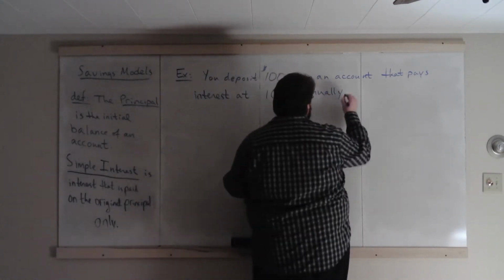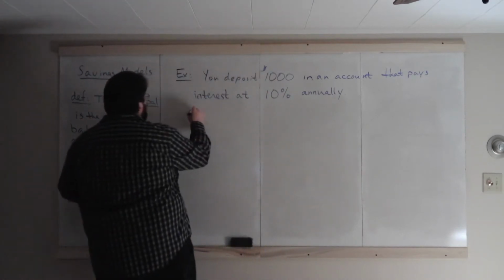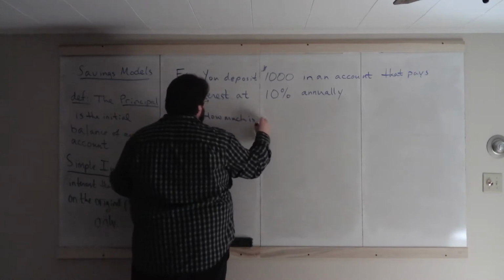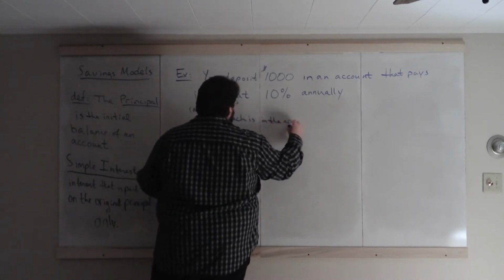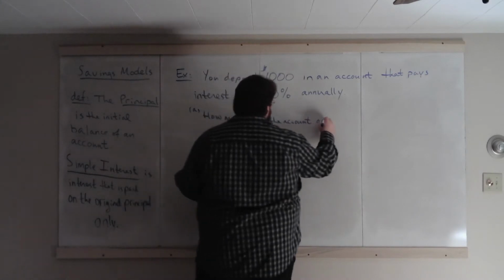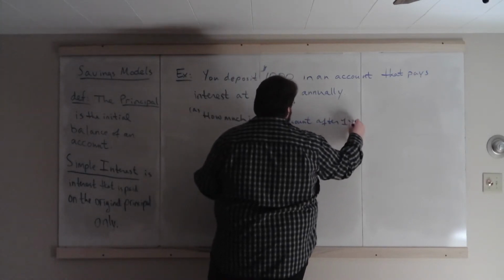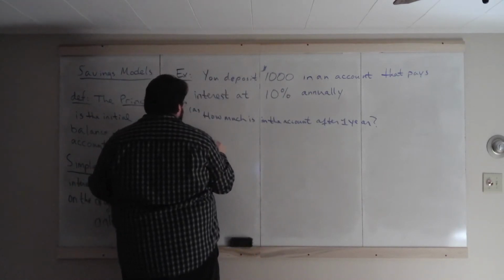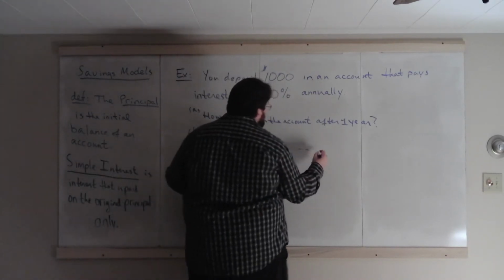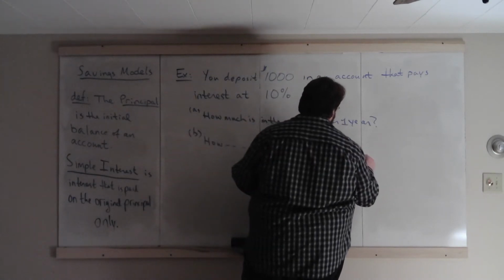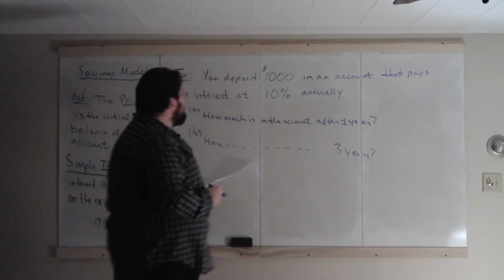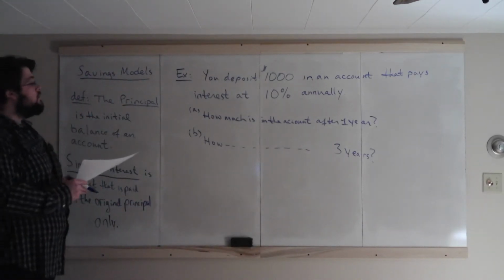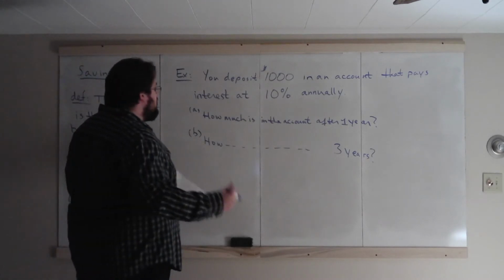And we'll ask two questions. One, how much is in the account after 1 year? Question two, how much is in the account after 3 years? How much is in the account after 1 year? How much is in the account after 3 years? Well, it earns 10% every year.